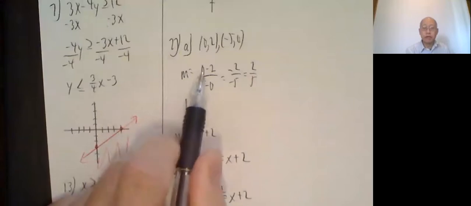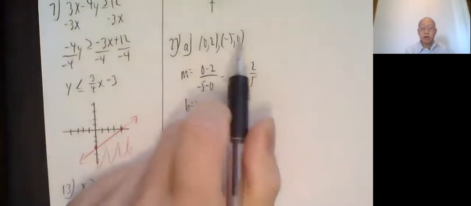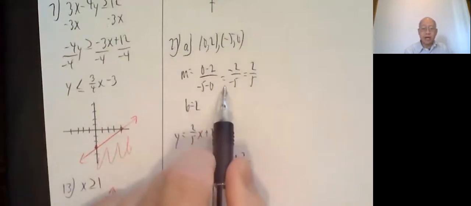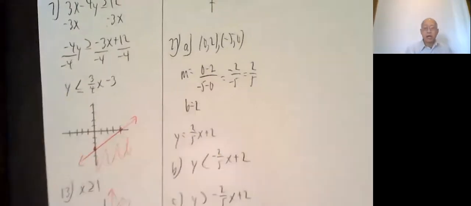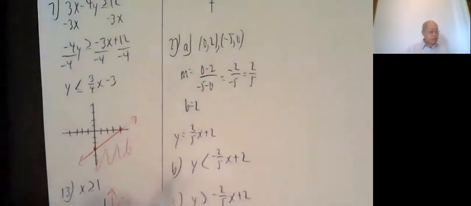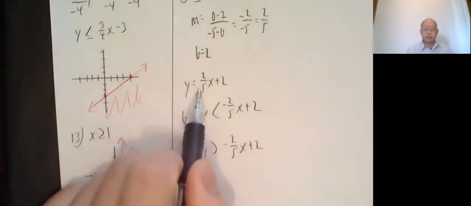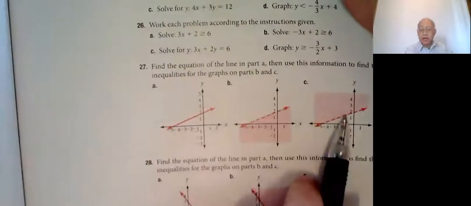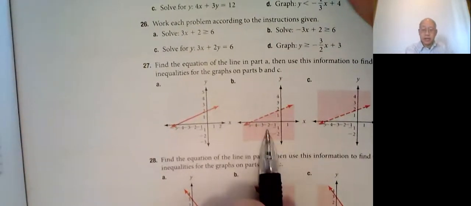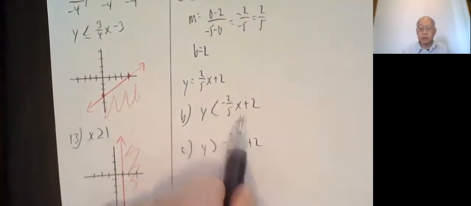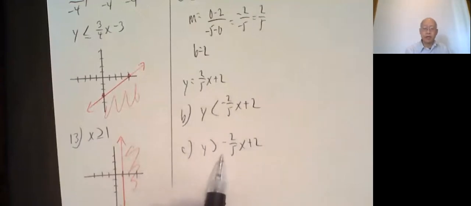The slope is 0 minus 2 divided by negative 5 minus 0. y2 minus y1 divided by x2 minus x1. It comes out to be negative 2 divided by negative 5, or 2/5. And I already know that b, the y-intercept, is 2. So the equation is y equals 2/5 x plus 2. Now that I have that, B and C are just variations of it. It's the same line. They're both dotted. This one is below, so it's going to be less than. That one's going to be greater than. So for part B, y is less than 2/5 x plus 2. And part C, y is greater than 2/5 x plus 2.